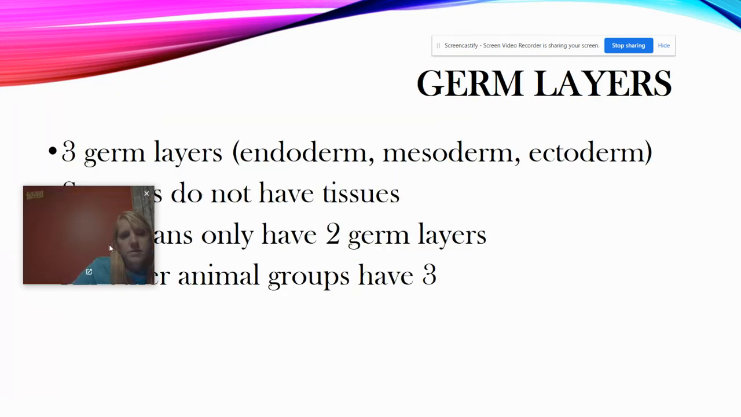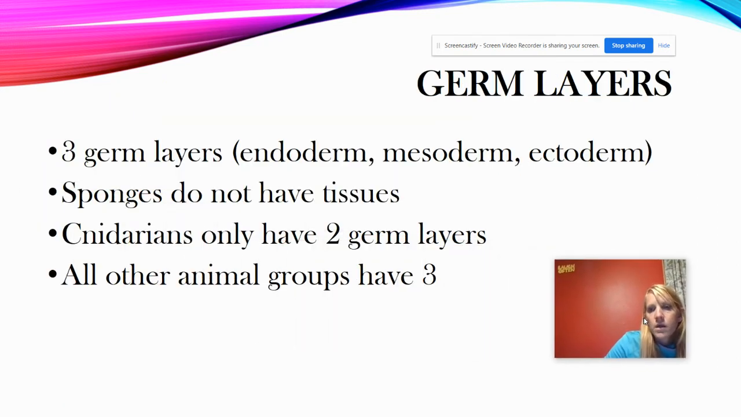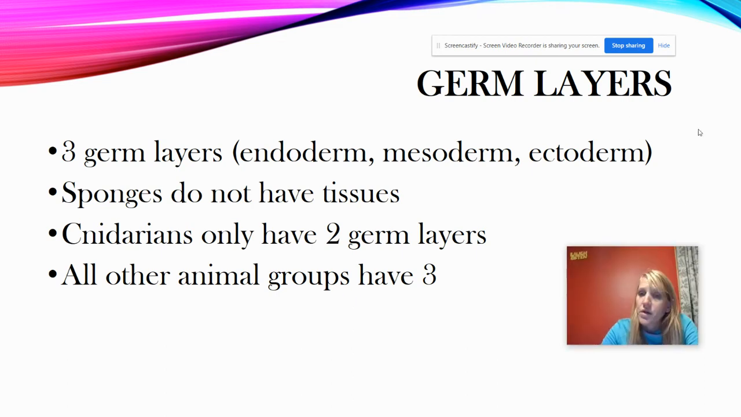There are three different germ layers: endoderm, mesoderm, and ectoderm. So when we talk about all the animals from here on out, sponges don't have tissues, so they don't have these three different germ layers. They just have specialized cells. And so since they don't have the three germ layers, they can't be in the next PowerPoint, the different types of acoelomate, pseudocoelomate, and coelomates. Cnidarians only have two germ layers.